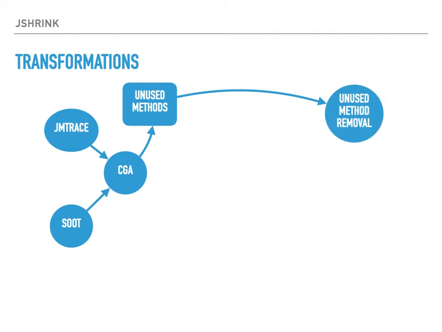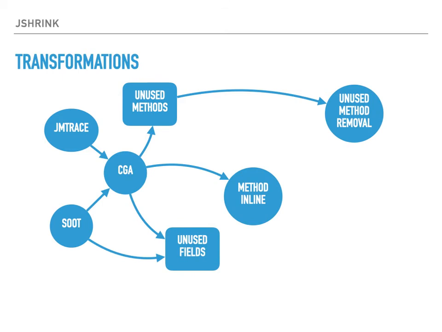From the call graph analysis, we can also determine methods that are inlineable and therefore inline methods. A method that is inlineable is one that is called only at one location in the program and therefore may be inlined to that location and the old method removed. Using the call graph analysis and some features provided by Soot, we can determine the unused fields and then use unused field removal.